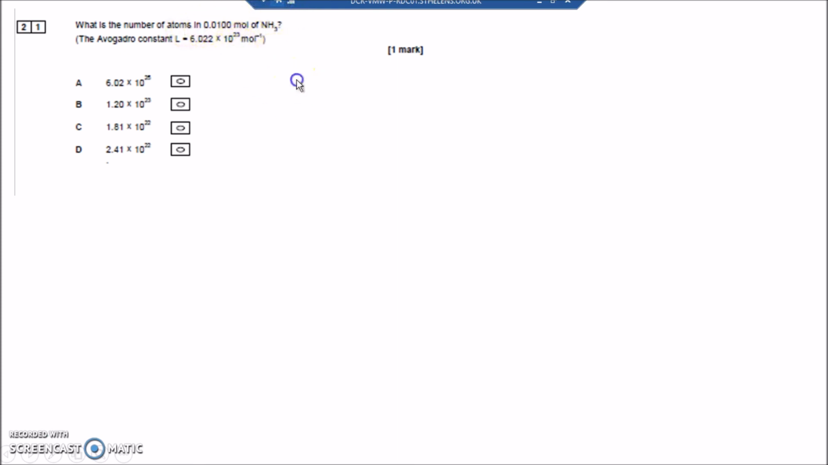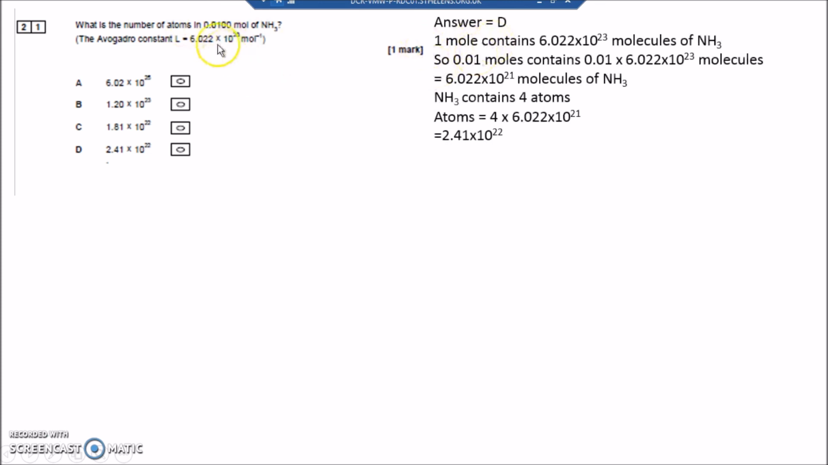Anyway, let's have a look. So, what does Avogadro's number tell you? The 6.022 times 10 to the 23 tells you the number of molecules or particles of NH3 in 1 mole, but I haven't got 1 mole, I've got 0.01 moles. So 0.01 moles contains 0.01 multiplied by 6.022 times 10 to the 23 molecules of ammonia, which is 6.022 times 10 to the power of 21.